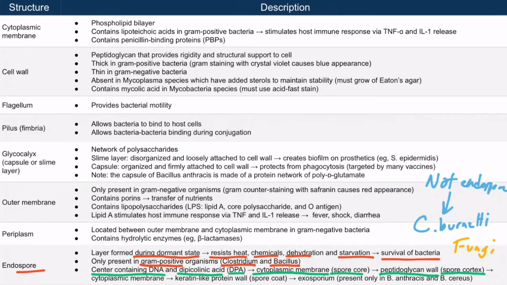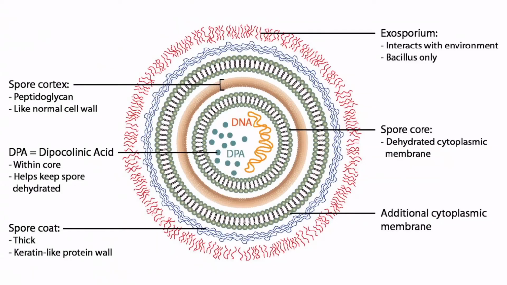Outside that is an additional cytoplasmic membrane, and then a keratin-like protein wall, which is called the spore coat. And then most superficial is the exosporium. However, this exosporium is present only in Bacillus anthracis and Bacillus cereus species. And this image depicts the endospore.